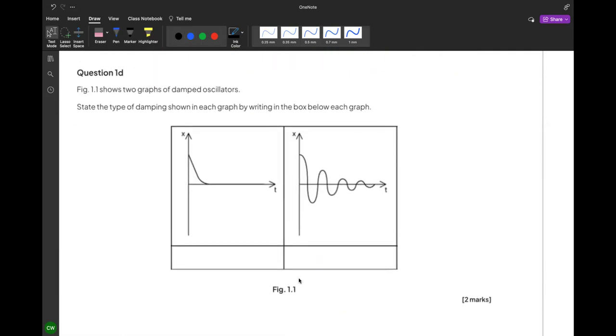Okay, do you know the name of these two types of damping? What is the name of the first type of damping? What do you call this damping? When the system is brought to rest in the shortest time, what do you call this? Critical damping, correct? Second one, what kind of damping is the second one? It's light damping, correct?